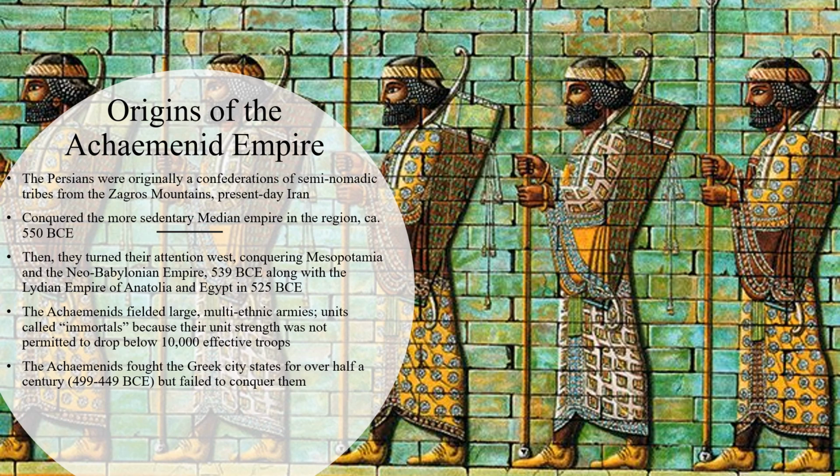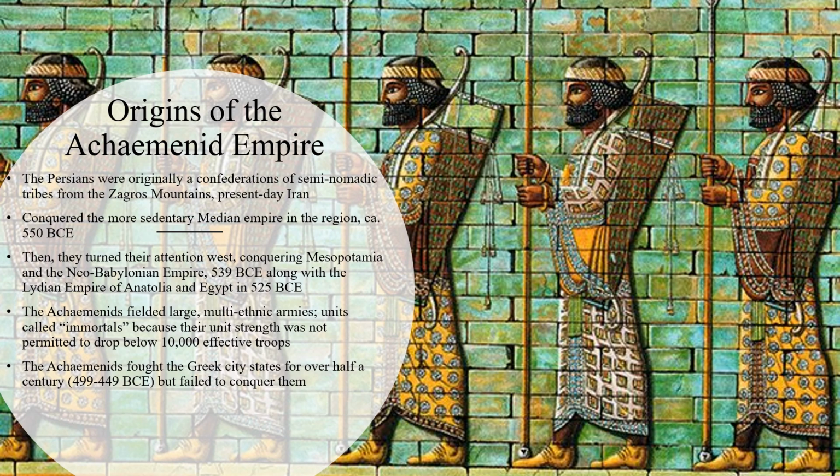The Achaemenids fielded large multi-ethnic armies. Units called immortals were the dominant force in the Achaemenid army. They earned this name, the Immortals, because they always kept at least 10,000 effective troops on the ground, leading their enemies to suggest that the Persian troops were immortal because they just never seemed to run out of soldiers.